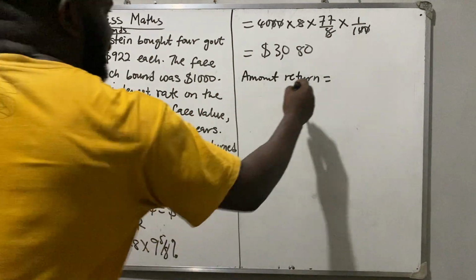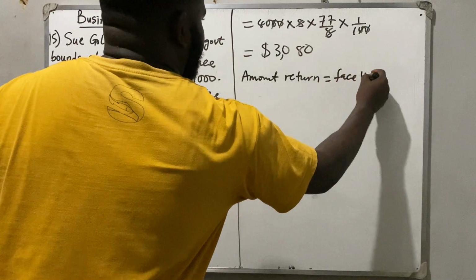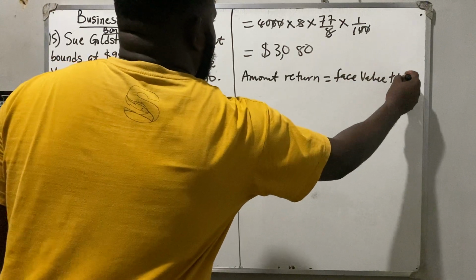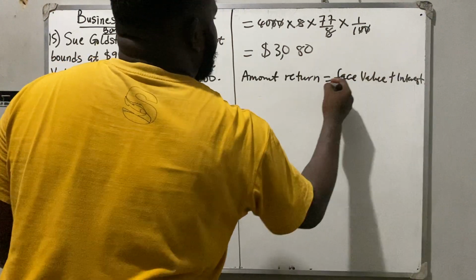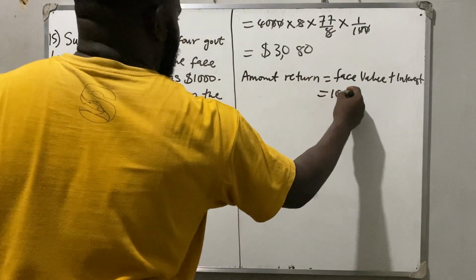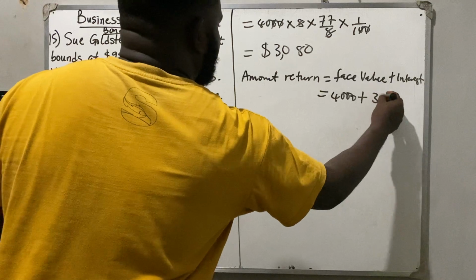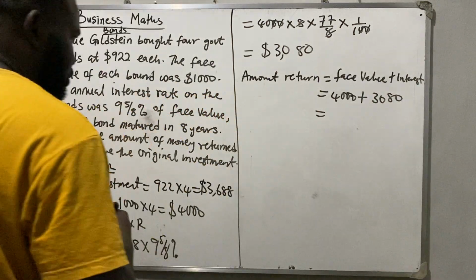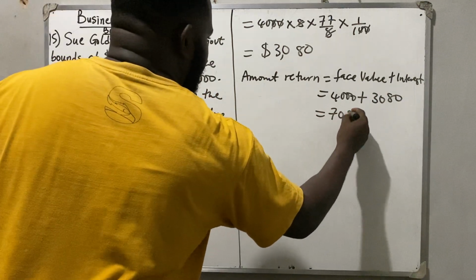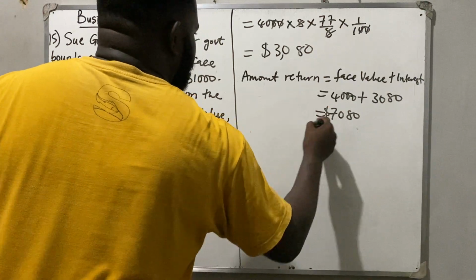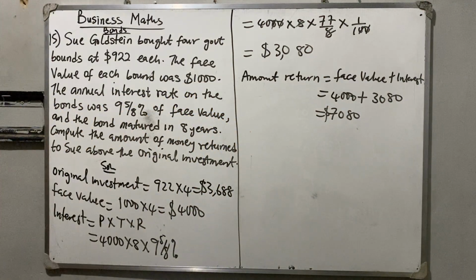Okay. So now the amount returned to him will now be the face value plus the interest. The face value is 4,000 plus the interest, which is 3,080. So if you add both of them, I'm going to have $7,080. Okay, that $7,080 is the amount they returned to him.